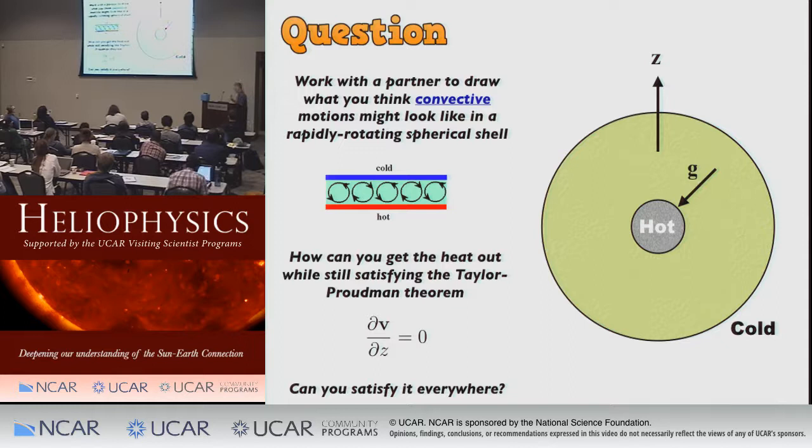And just to wake you up a little bit and give you something to do, you can take out a piece of paper, you can do this on your own, or you can do this talking with the person next to you. But let's say you have a spherical shell of fluid that's heated from below, cooled on the top, so gravity is down, but how can you get the heat out while satisfying the Taylor-Proudman theorem? So that the velocity is independent of z, the rotation axis, but you still have to get the heat out with convection. So I'll give you a few minutes. Take out a piece of paper and you can work on this, again, with yourself or with the person next to you.